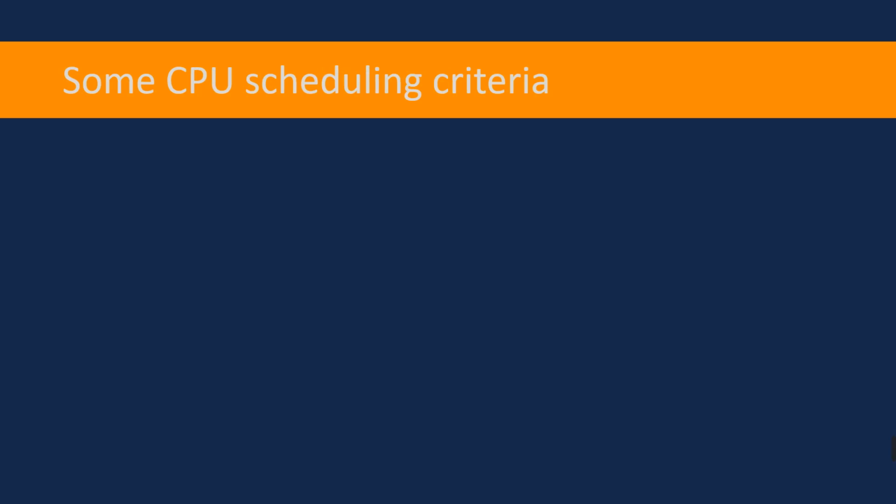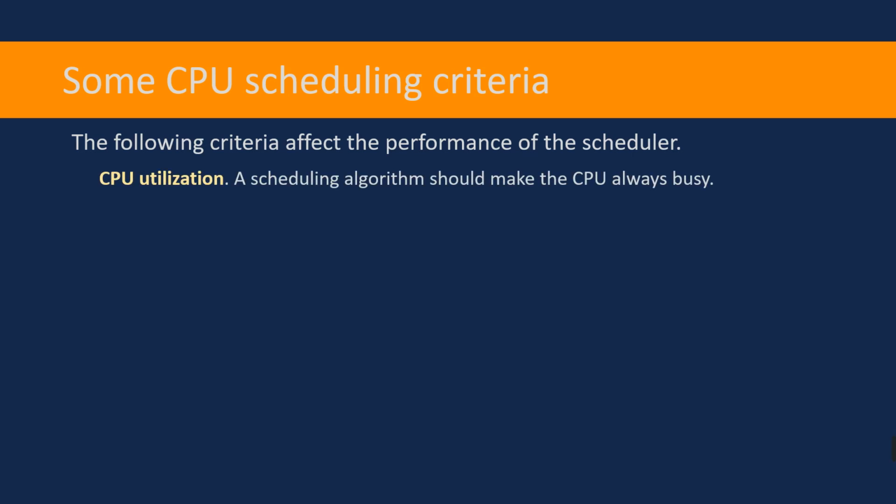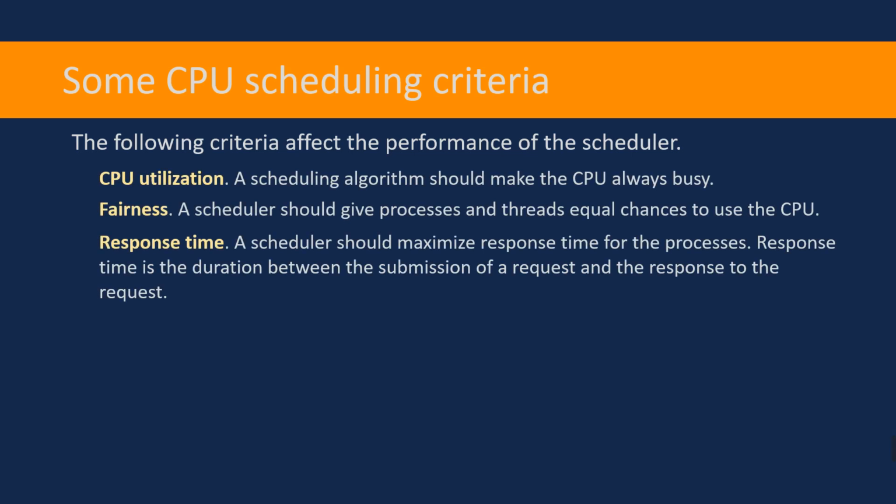Some CPU scheduling criteria. The following criteria affect the performance of the scheduler. So first is CPU utilization. A scheduling algorithm should make the CPU always busy. Next is fairness. A scheduler should give processes and threads equal chances to use the CPU. Third is response time. A scheduler should minimize response time for the processes. Response time is the duration between the submission of a request and the response to that request.